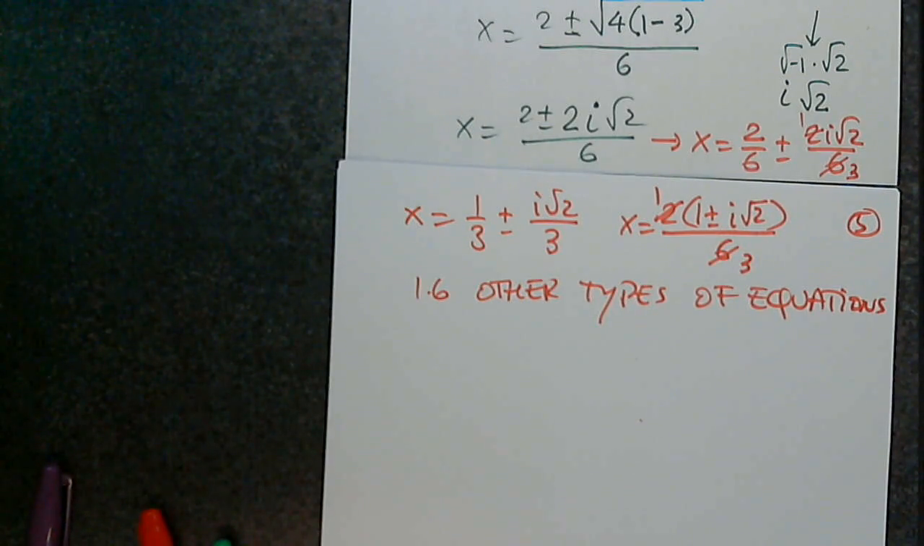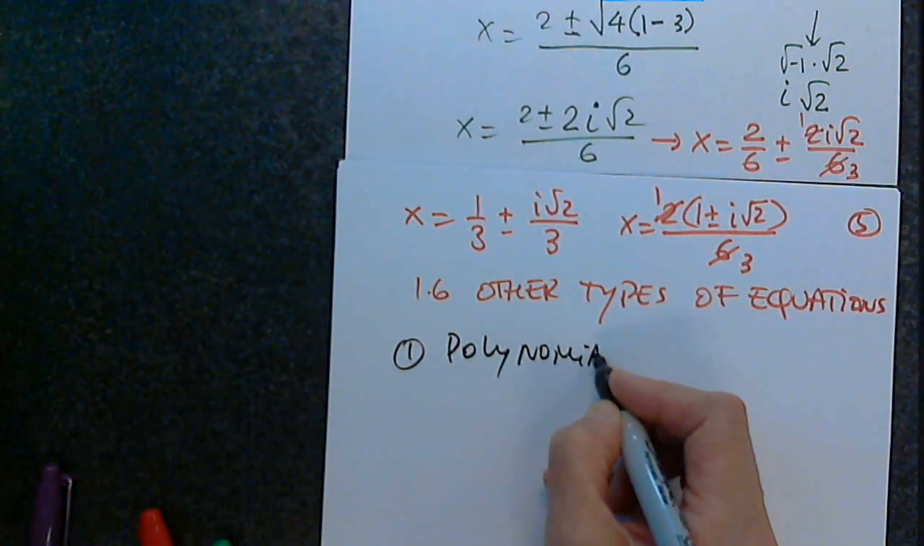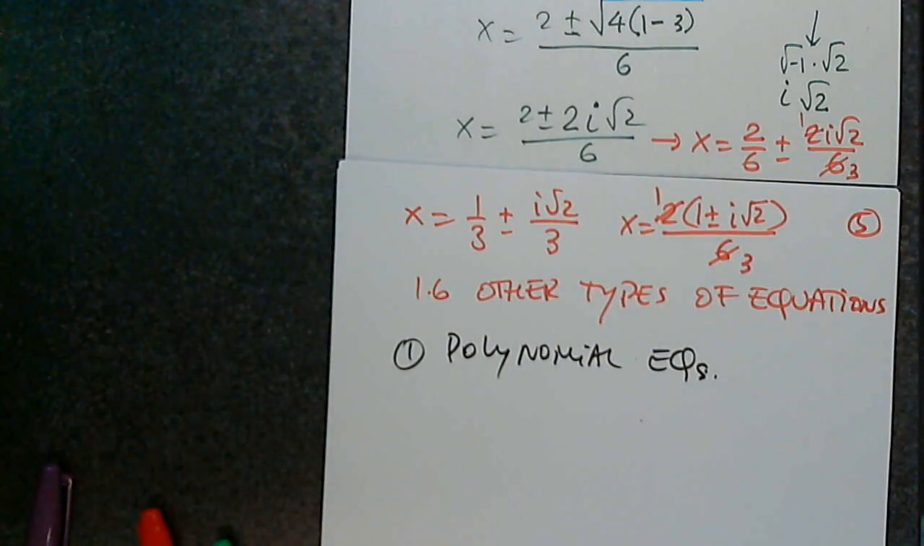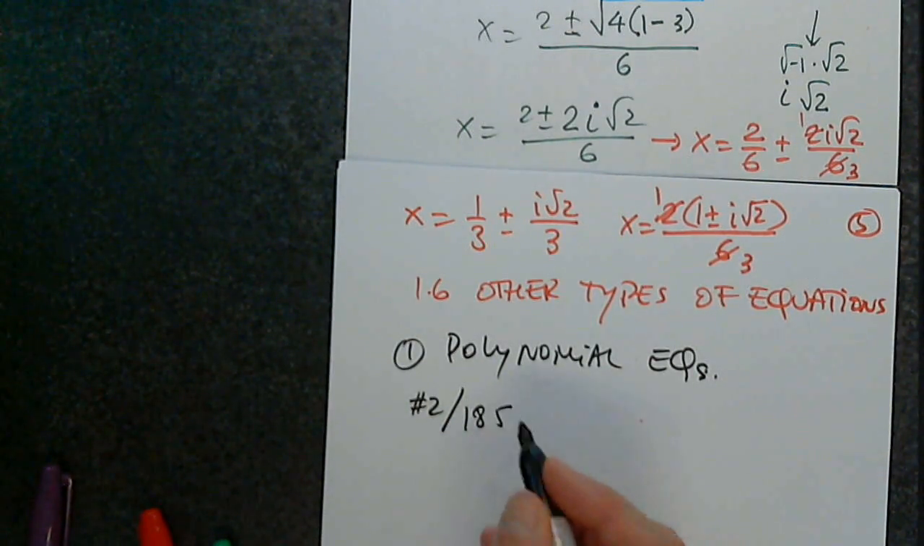Okay, so other types of equations, and one of them is polynomial equations. And you can say, wait a minute, didn't we have linear? Didn't we have quadratic? Isn't that good enough? It is. However, we do have other types of polynomial equations, higher degree. I'm going to pick the first one, number 2, and this is on page 185.